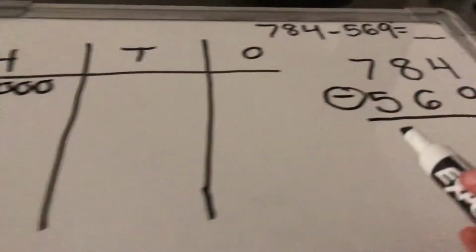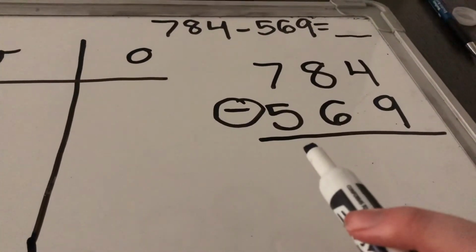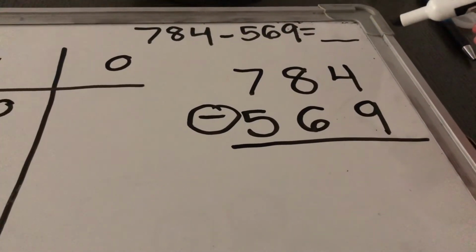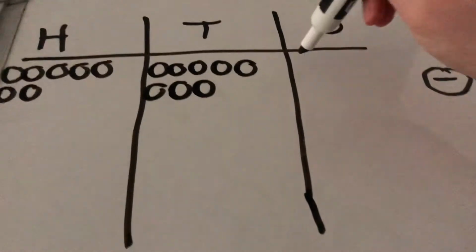How many tens are in 784? 8. And how many ones are in 784? 4.